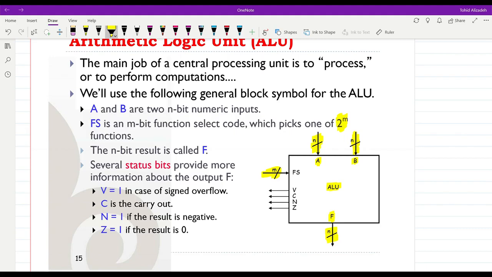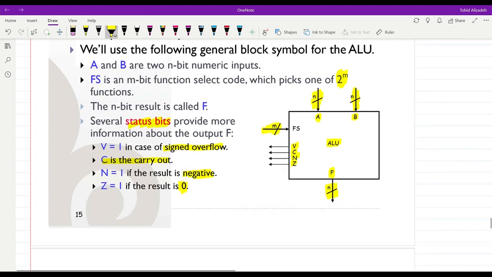And there are also some status bits, we call them V, C, N, and Z. V will be equal to 1 when we have the signed overflow, C is the carryout, N is equal to 1 when the result is negative, and Z is equal to 1 when the result is 0. These status bits might be useful for some cases.